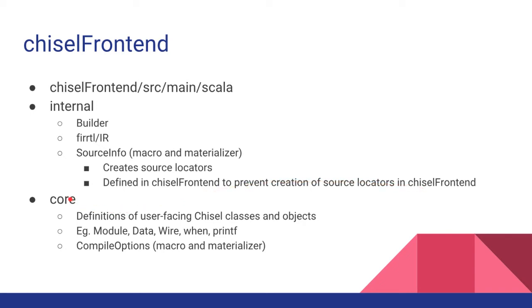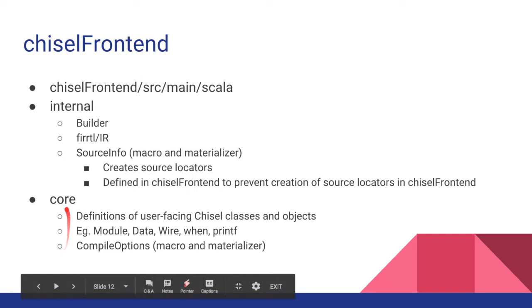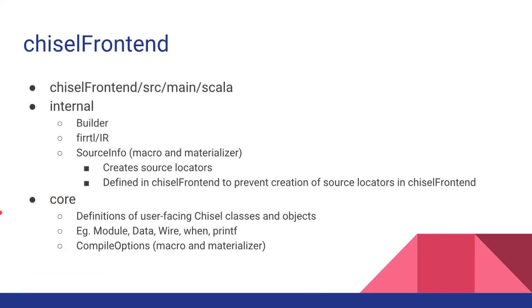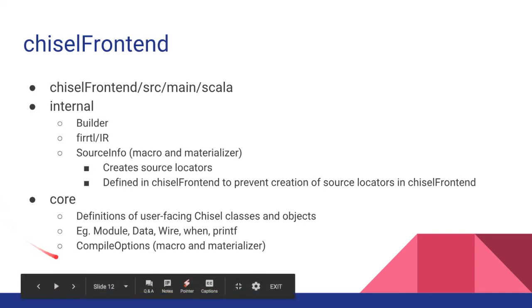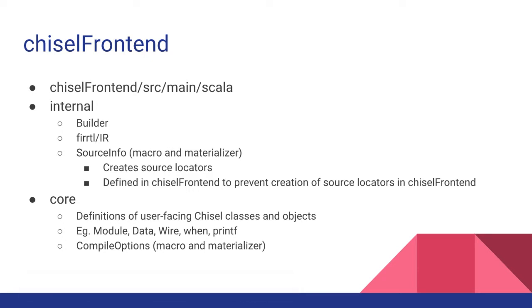And then we also have core. And what's in core is where all the user-facing Chisel classes and objects are created. That's where module and data and wire and when and printf are all defined. So if you're looking for the implementation of those things, you should be looking at Chisel frontend, source main Scala, core. And this is definitely where I spend most of my time when I'm working on Chisel. It also has the compile options. For those who don't know what those are, we have what we call the compatibility mode, which is, we call it Chisel 2 compatibility, but that's really not right.